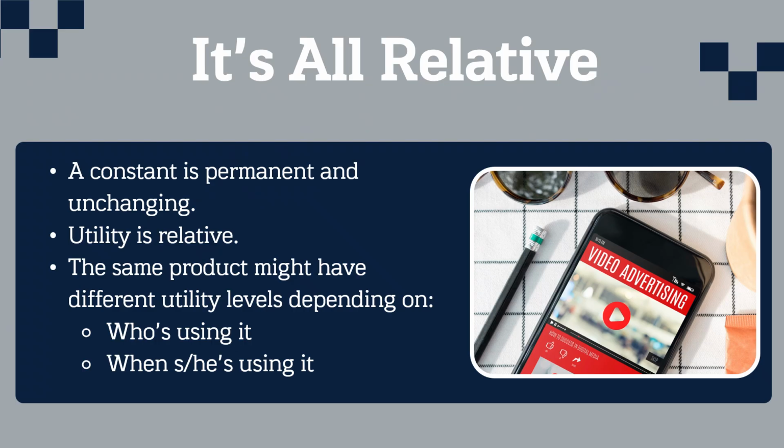Now, it's all relative. A constant, as we know, is permanent and unchanging, but utility is relative. The same product might have different utility depending on who's using it and when he or she is using it. In a scenario you might be familiar with, studying for a test, that study guide has a lot of utility prior to the test. After the test, though, the utility of that study guide has diminished.